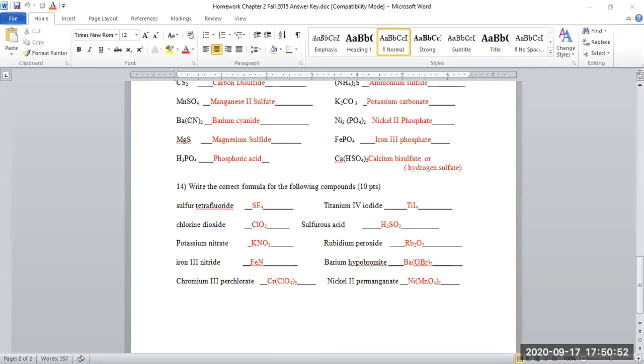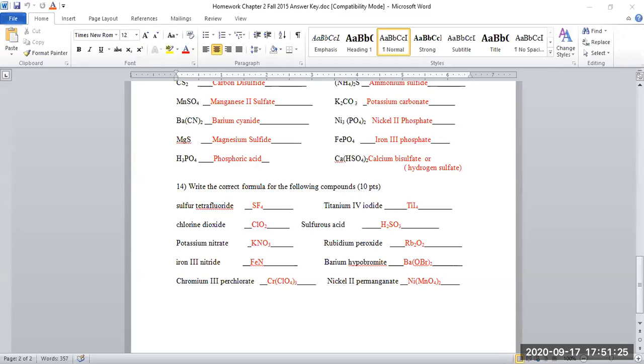All right. The last set gave you the name. You need to put a formula. So tetrafluoride tells you by way of its prefix that there are 4 fluorines. We've got dioxide, so ClO2. Then we switch over to a polyatomic, potassium nitrate, nitrate being the NO3 portion.